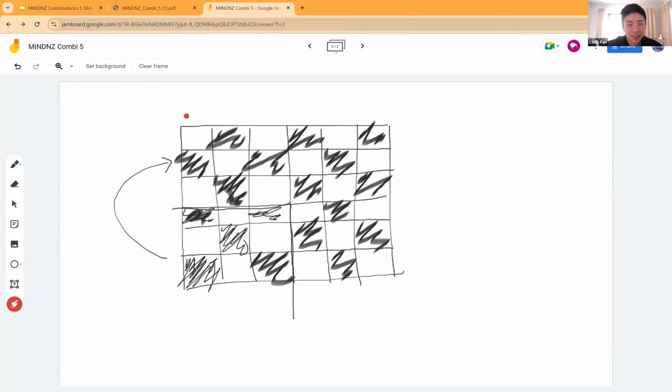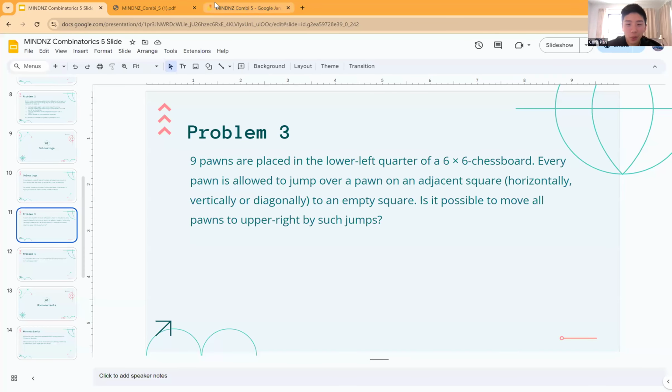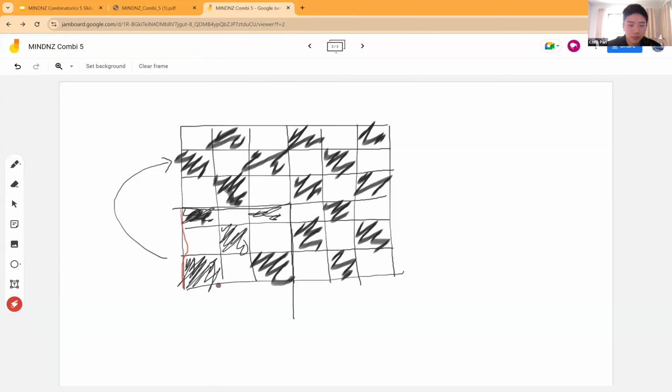So, using this kind of chessboard or checkerboard coloring, we can show that you can't get your 9 pawns from the bottom left to the top left corner. But notice that this coloring is actually not good enough for the problem that we want to solve. We want to solve the one asking, can we get it from the bottom left corner to the top right, this corner to this corner? And if you look at it, yes, there actually are 5 black pawns and 4 white pawns.